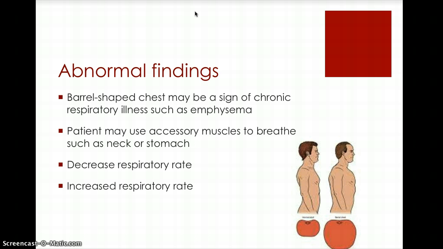Over here is the picture of the chest. The one on the left is a normal chest. The one on the right is a barrel-shaped chest. You can see how it's rounded like a barrel.